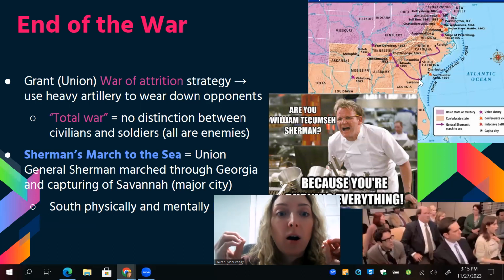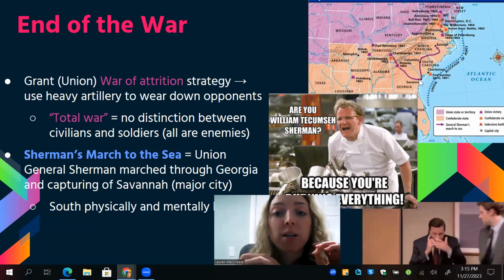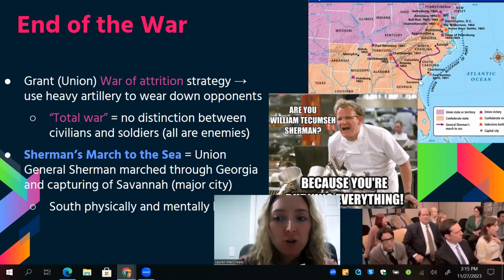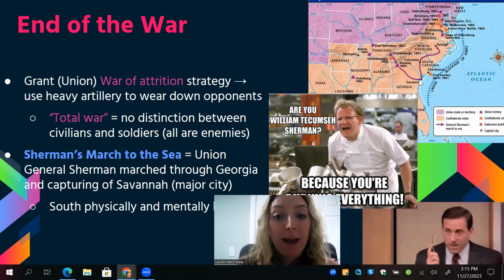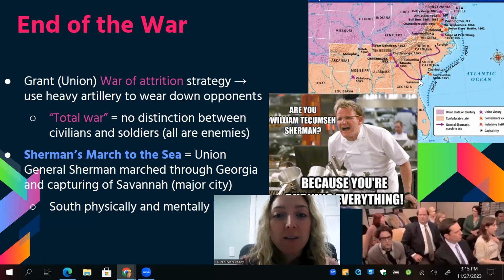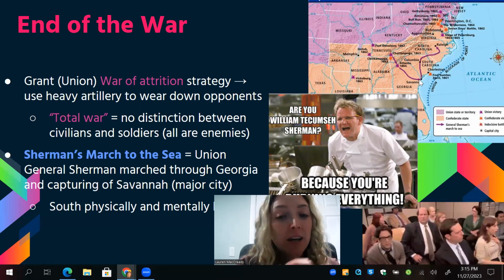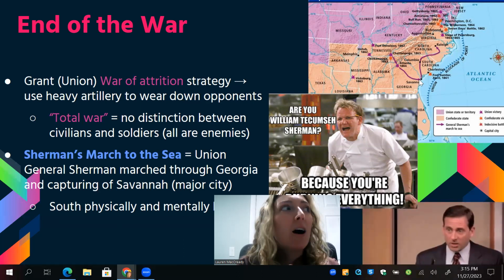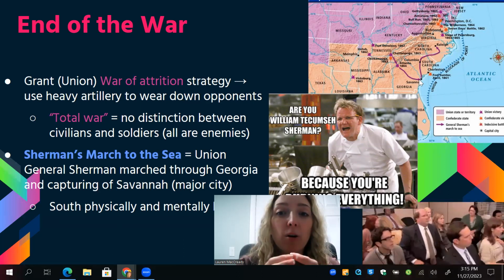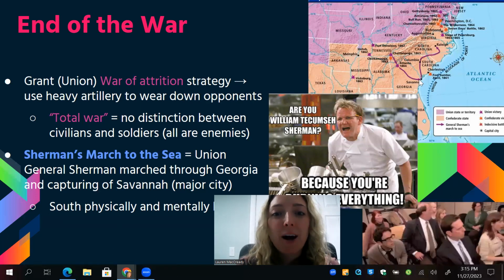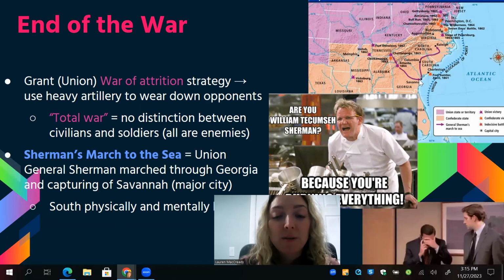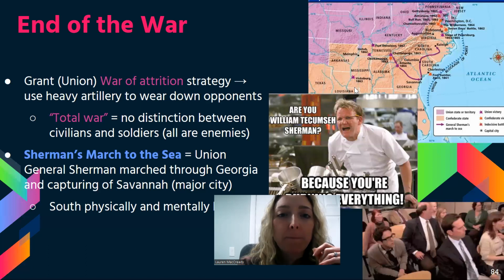But I mention this now because when we talk about Reconstruction and the nation trying to repair itself after all of this, how likely is the South going to be able to forgive the North after this? And the fact that they were already behind in a lot of ways, and now they were just physically destroyed on top of it. So we'll just kind of keep that in the back of our minds.